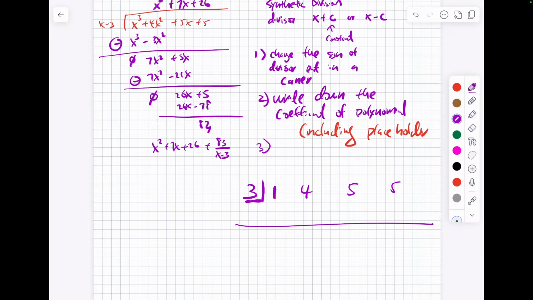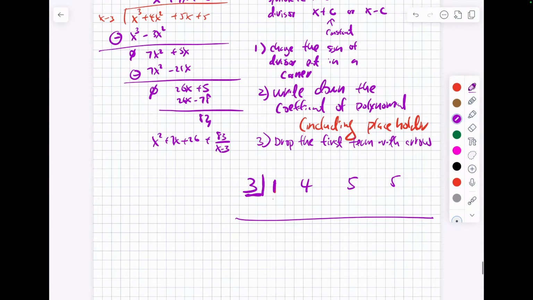Now, you're going to drop the first term with the arrow. What I mean by the arrow is that I don't use that space. I draw an arrow from the first term, and I put a 1. The fourth step is going to be multiply and add. So I'm going to multiply this by this. Instead of subtracting like before, it's going to be adding. So 1 times 3 is what? 3. And adding together is going to be what?